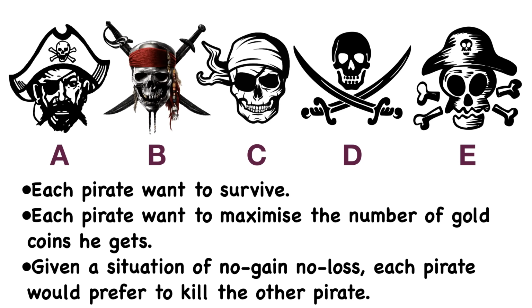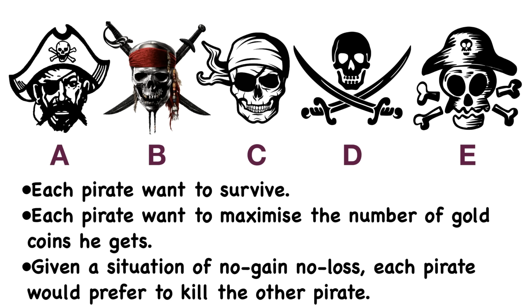So these are the distribution rules, and there are some rules followed by the pirates also. These are the rules every pirate follows. First of all, each pirate wants to survive. Second, given survival, each pirate wants to maximize the number of gold coins he gets. Third, given a situation of no gain, no loss, each pirate would prefer to kill the other pirate. Considering that all pirates are very strong in logic, if a logic can be deduced, then they will deduce it.